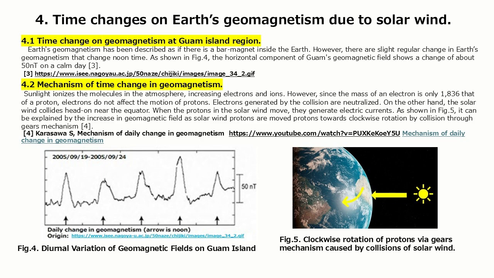Sunlight ionizes the molecules in the atmosphere, increasing electrons and ions. However, since the mass of an electron is only 1/1,836 that of a proton, electrons do not affect the motion of protons. Electrons generated by the collision are neutralized. On the other hand, the solar wind collides head-on near the equator. When the protons in the solar wind move, they generate electric currents. As shown in Fig. 5, it can be explained by the increase in geomagnetic field as solar wind protons are moved toward clockwise rotation by collision through the Geer mechanism.